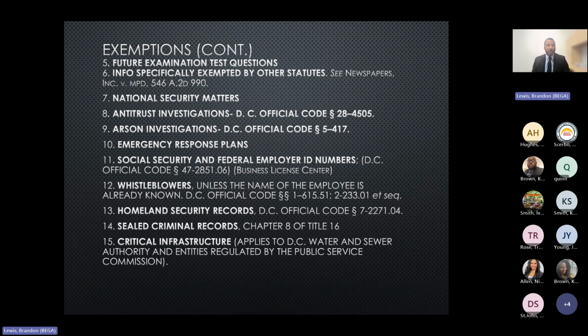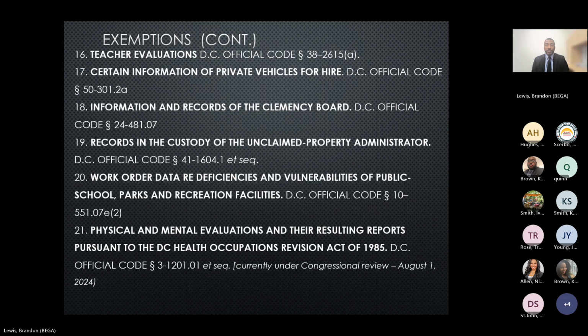Exemptions continued. As you can see, there's many of them. Future exam questions: information that is specifically exempted by other statutes, national security matters, antitrust investigations, arson investigations, emergency response plans, whistleblowers, homeland security records, teacher evaluations, certain information of private vehicles for hire. Let's see. And consult the rest as well.